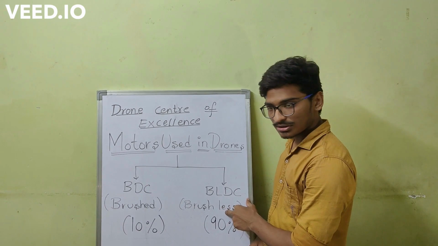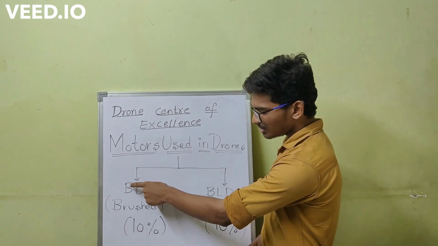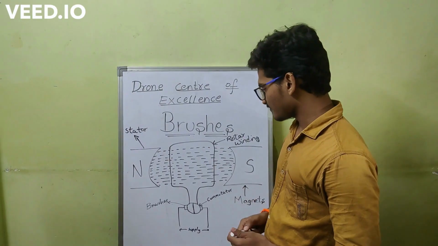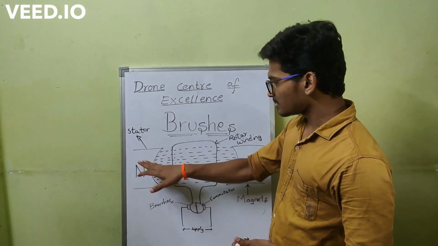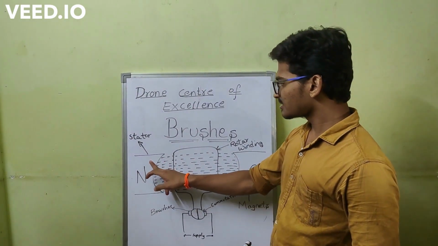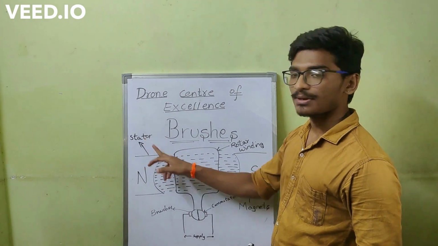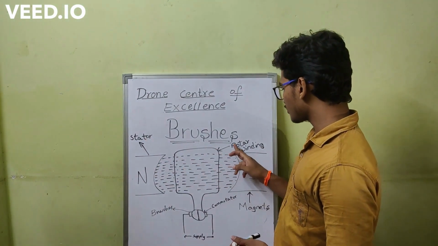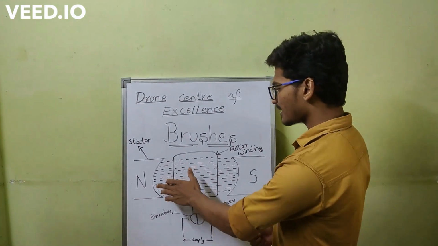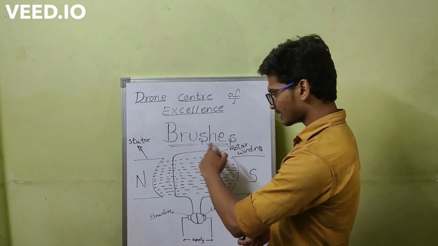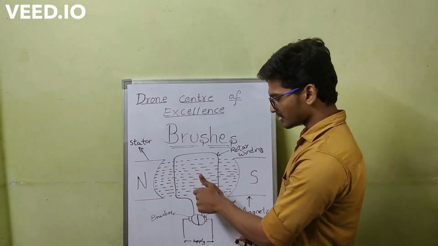Because in the name itself, BLDC means brushless. There are no brushes in the motor, whereas in BDC motors, there are brushes. Brushes take the current from the supply and give it to the commutator. These two poles are the magnets, which is the stator, the stationary part, and this coil is the rotor, which is the rotating part.